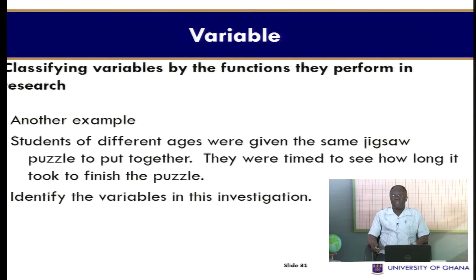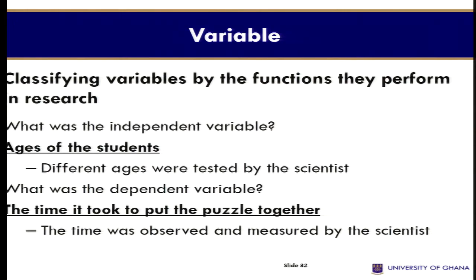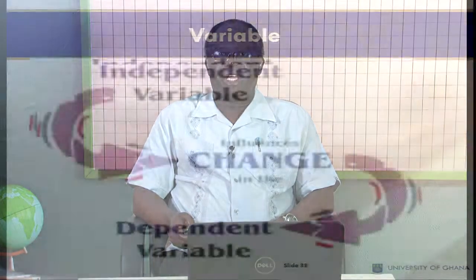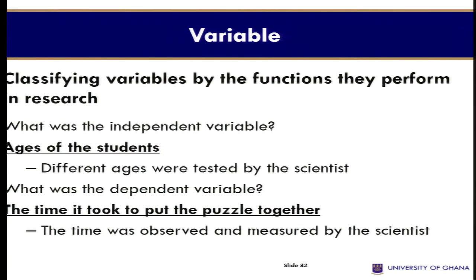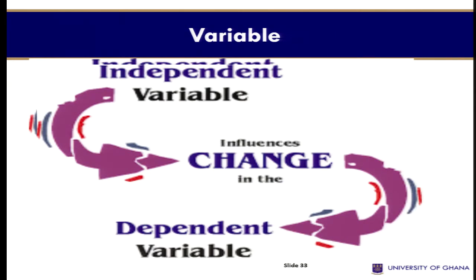They were timed to see how long it took to finish the puzzle. Again, identify the variables in this investigation. What was the independent variable? The ages of the students. Different ages were tested by the scientists. What was the dependent variable? The time it took to put the puzzle together. The time was observed and measured by the scientist. So that explains the distinction between independent and dependent variables.